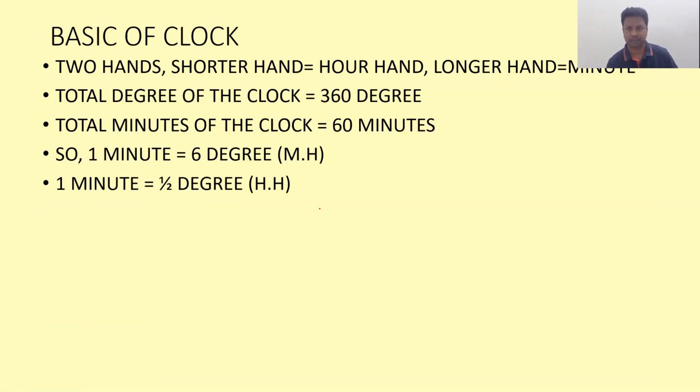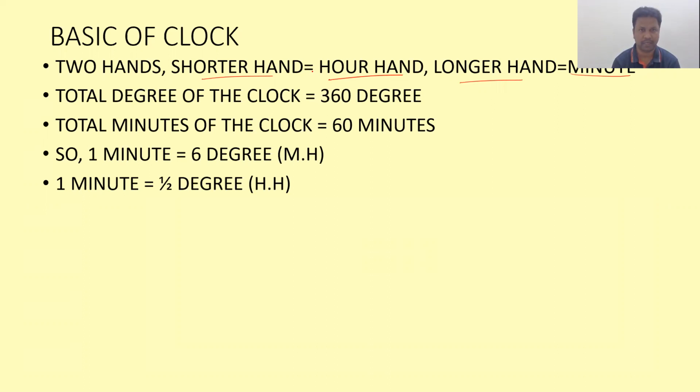First thing, we will be having three hands in clocks. One is the hour hand, second is the minute hand, and third is the seconds hand. But in aptitude questions on clocks, we won't use the seconds hand. We will use only two hands. One is the hour hand, that is the shorter hand, and the longer hand is the minute hand. We'll be using only these two hands, not the seconds hand.